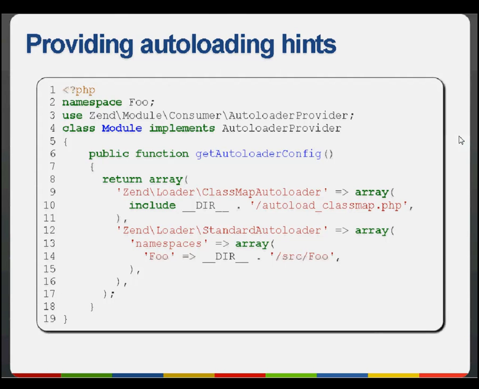What that also means is that the autoloader config method can simply return configuration for the autoloader without actually doing anything. In this case, our Foo module is going to provide configuration for the class map autoloader. It's basically going to include the class map file from our current module, and that's going to be passed as options to the class map autoloader. Additionally, we will tell the standard autoloader that for the Foo namespace, we want it to look in our source directory under the Foo subdirectory of that module.